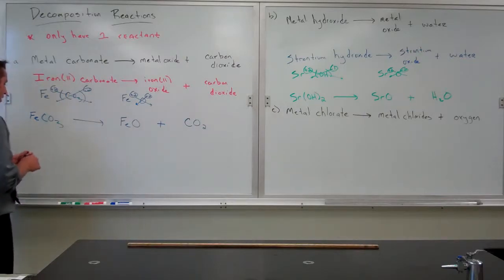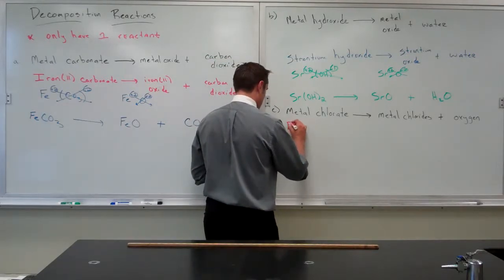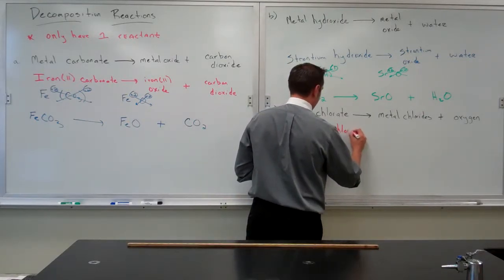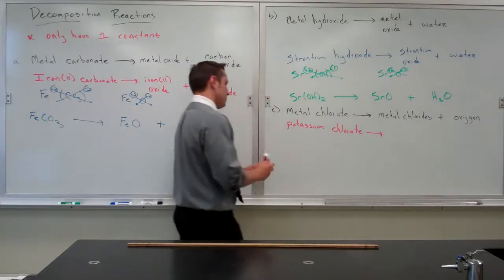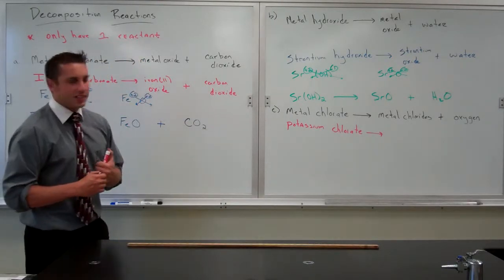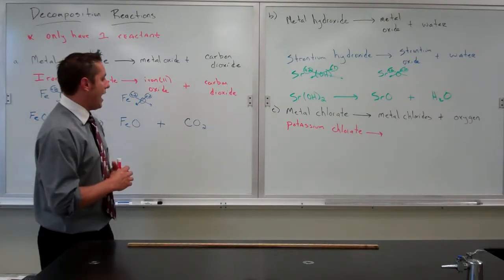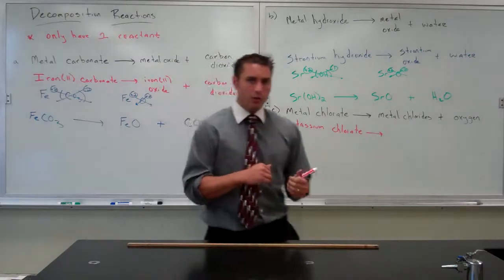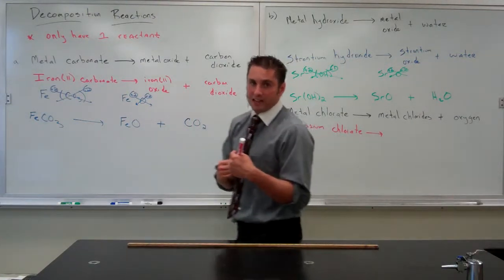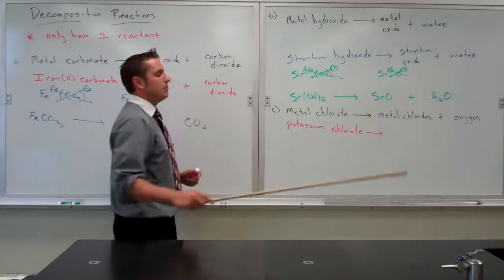Taking a look at an example of one like that, let's say that we had potassium chlorate. First thing I always want to do is identify type of reaction. Is it a synthesis? No, not an element plus an element. Is it a decomp? Yes, I only see one reactant. Is it a carbonate? No. Is it a hydroxide? No. Is it a chlorate? Yes. So you have to kind of go through a little checklist that gets you where you're going. If it's a chlorate, it breaks up into a metal chloride plus oxygen.